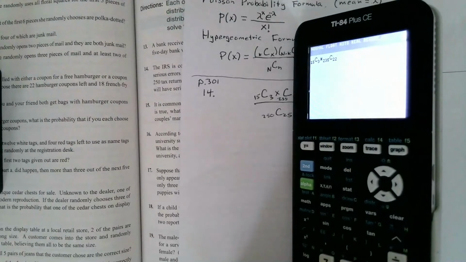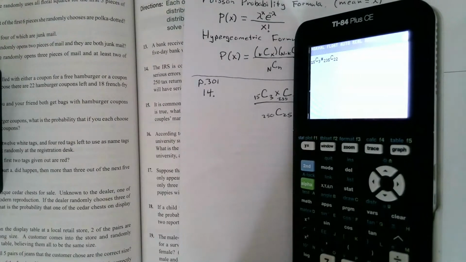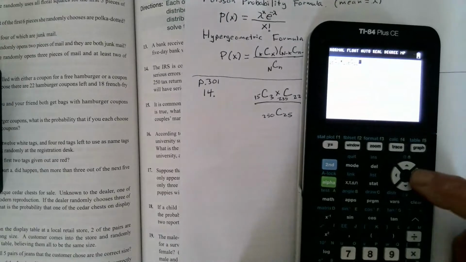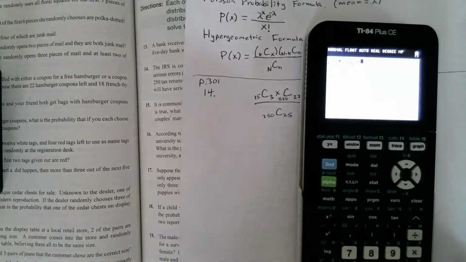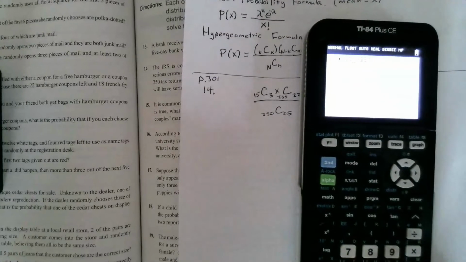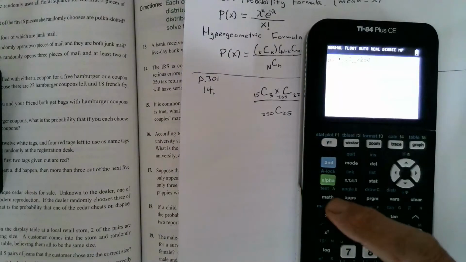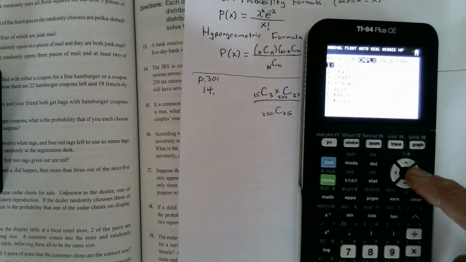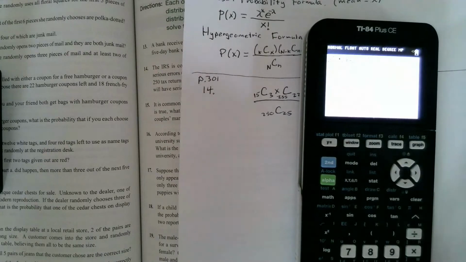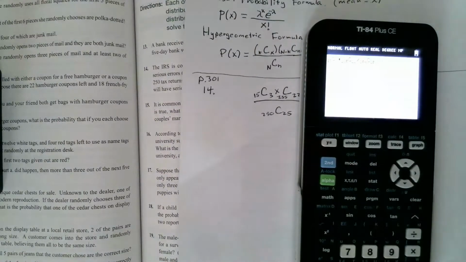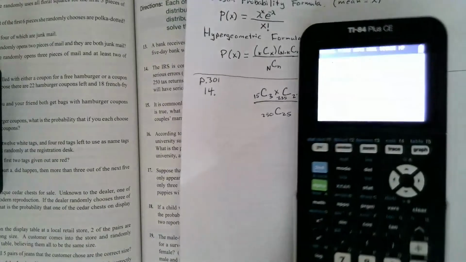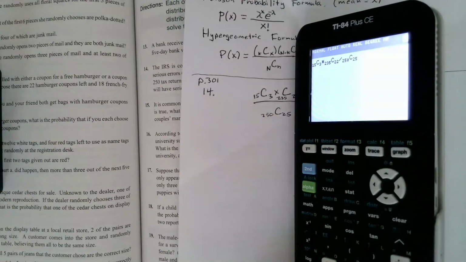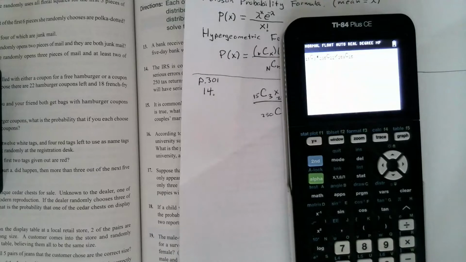So I have 15C3 multiplied by 235C22. I'm going to divide by 250C25. Okay, so there's what I have. It comes out to be 0.1292.